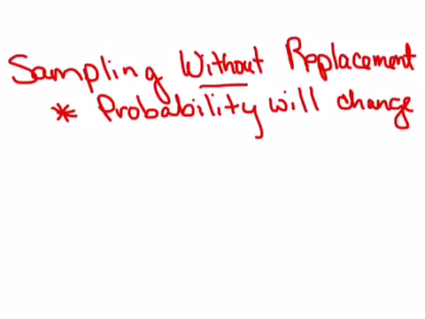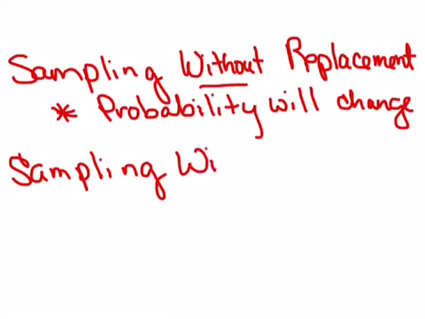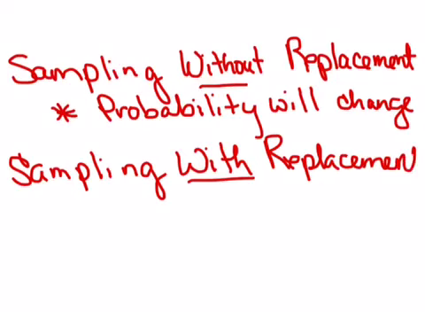The other method is sampling with replacement, and that is where we will replace every single time. So the key to this is that probability will remain equal.